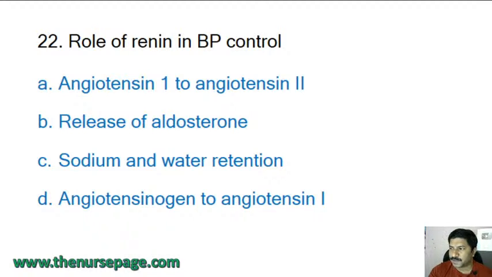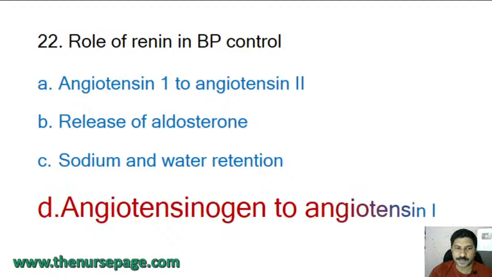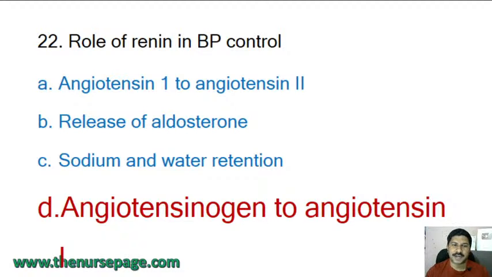So most of you gave option A and some of you gave option D. Let's check the correct answer. The correct answer is renin converts angiotensinogen to angiotensin 1. Renin is produced by the kidney when there is hypotension, that is, decreased blood flow to the kidney. At that time the kidney releases renin into the blood. So this renin converts angiotensinogen to angiotensin 1.